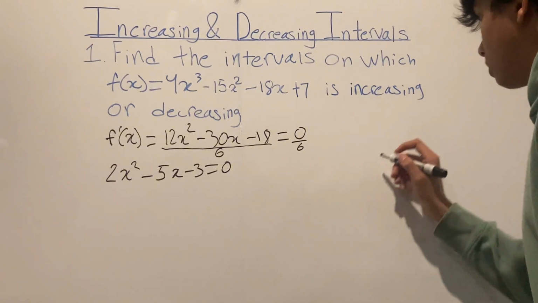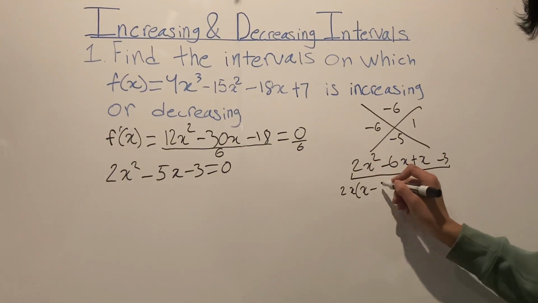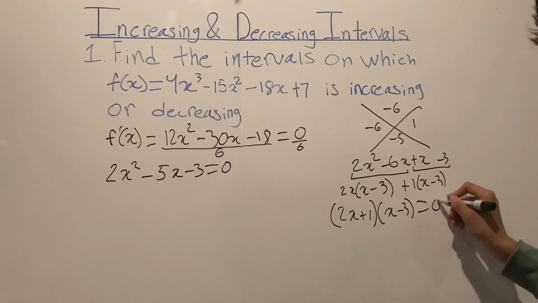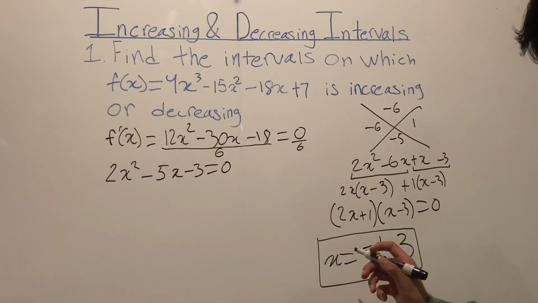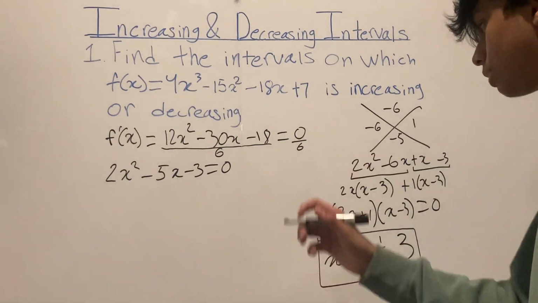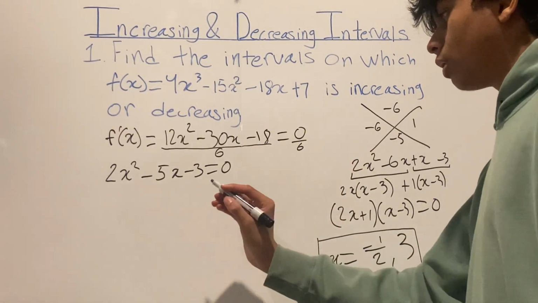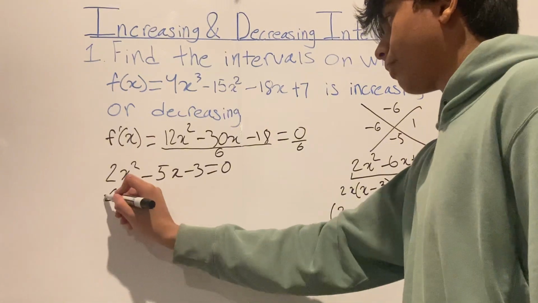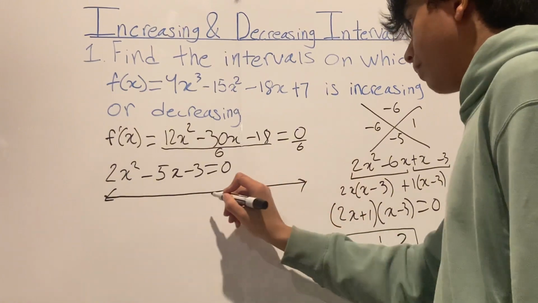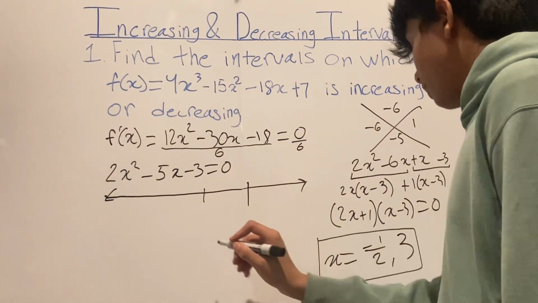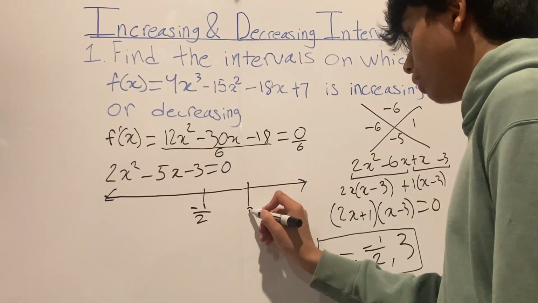Now, when we factor this out, let's do it here. Okay, now we have our roots for f prime of x. We're going to make a sign diagram to see where f is increasing or decreasing. On these lines, we're going to put our roots, which are negative 1 over 2 and 3.